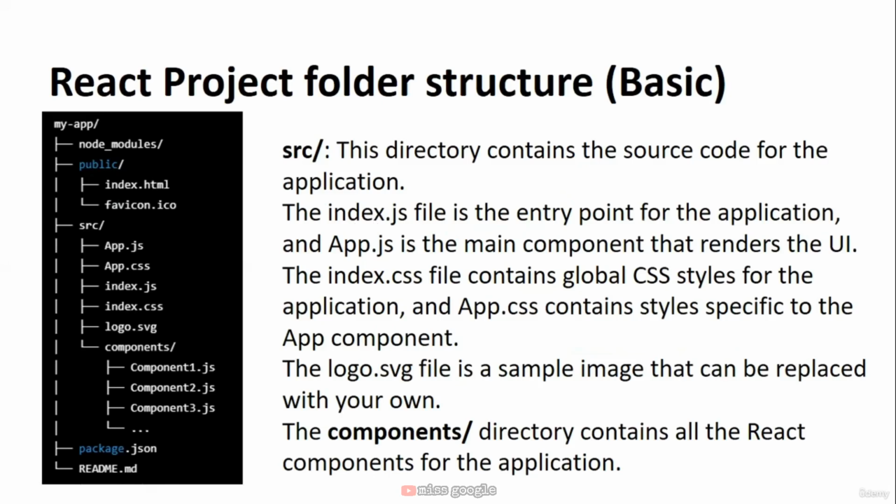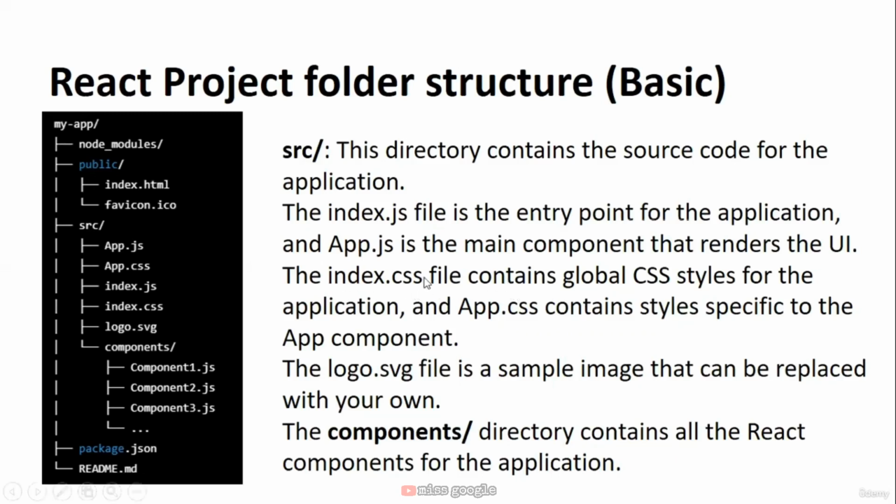Next is app.js. App.js is the main component that renders the UI. It is responsible for rendering the UI. In upcoming lectures, we are going to understand each and everything in depth, but right now we are just going to understand the structure. When we do practical things, you will understand each and every concept: what is index.js, what is app.js, and what is written in these files.